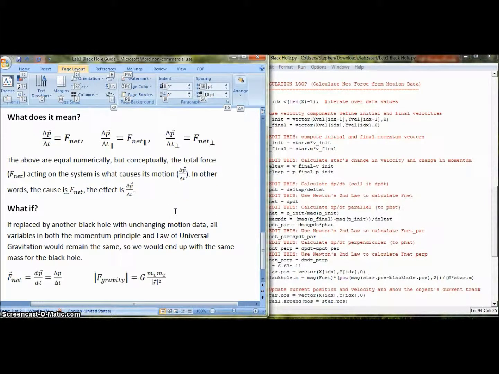Now, what if the black hole in this situation were replaced by another black hole, but the motion data remained completely unchanged? Then there would be no difference in our calculation of its mass. We can justify this by first using the momentum principle to state that if all motion were unchanged, then the net force wouldn't change either. Next, we look at the law of gravitation and see that as long as the total net force, the G constant, the mass of the star, and the positioning of the star and the black hole don't change, then we can conclude that the mass of the black hole will also not change.